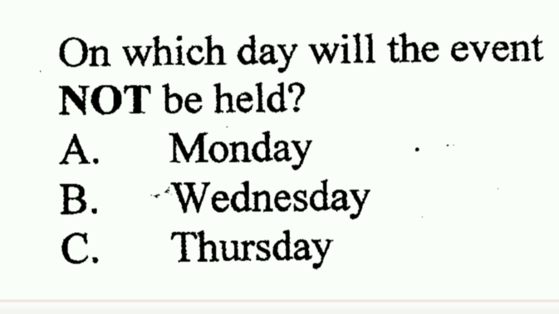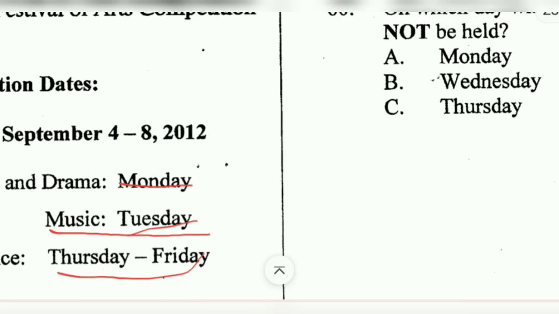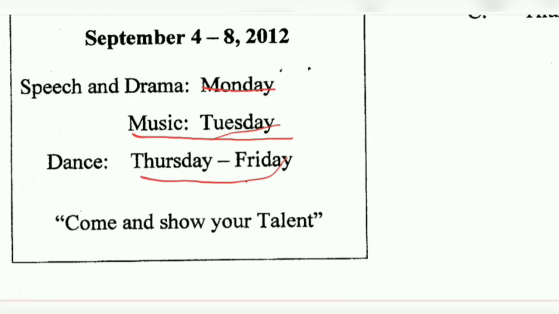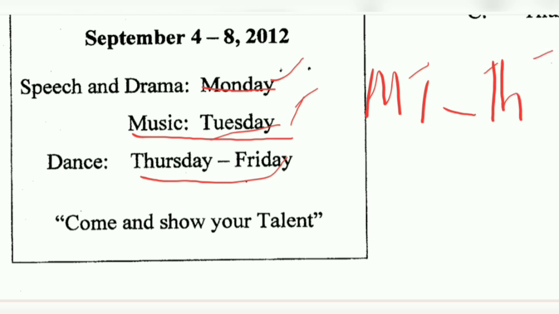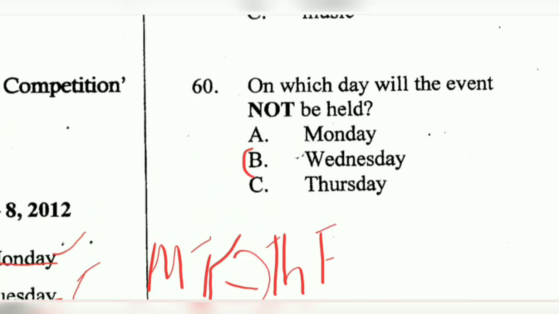Alright. On which day will the event not be held? So which day they're not having any audition? We're seeing Monday, we're seeing Tuesday, and then they skip Wednesday and they've gone to Thursday and Friday. So they have Monday, Tuesday, no Wednesday, Thursday, and then Friday. So the day it's not keeping is the W day, which is Wednesday.